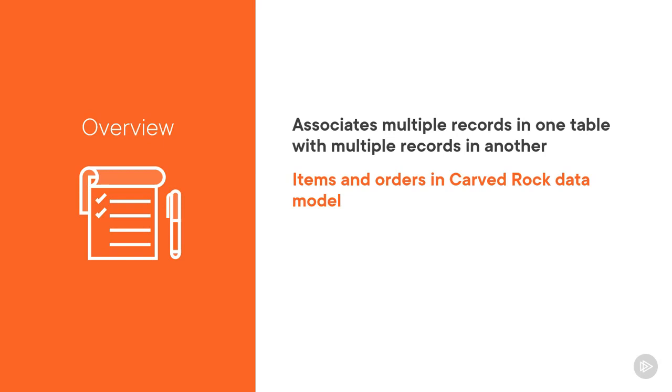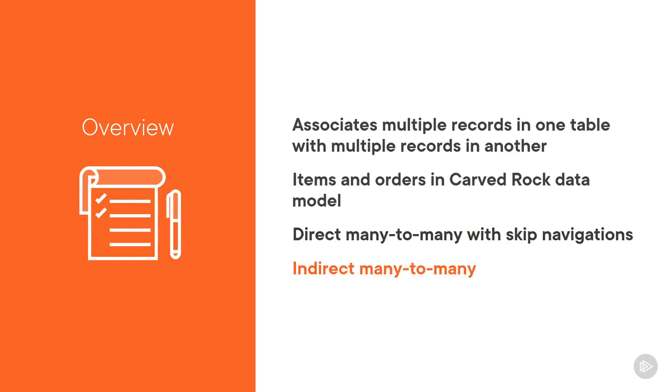We'll start by looking at our current implementation, which is implemented as a direct many-to-many relationship with skip navigations. We will then augment this implementation by adding a payload to the join table by introducing a join entity. And then we'll look at how we can model the relationship as an indirect relationship in EF Core by using the join entity that we just created as an intermediary between the two entities.